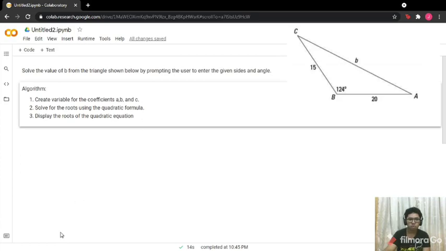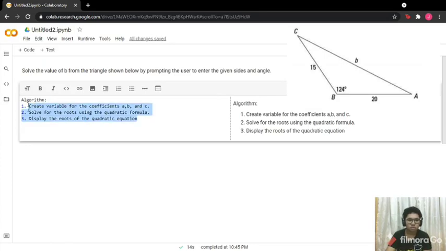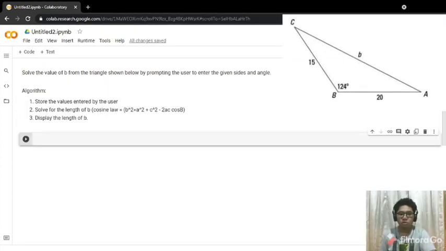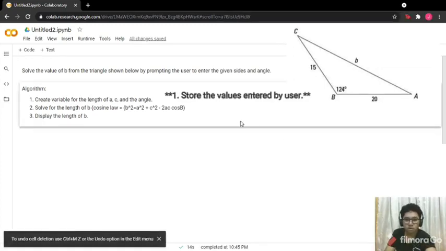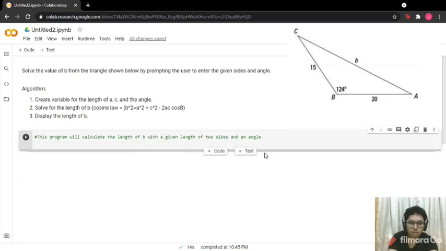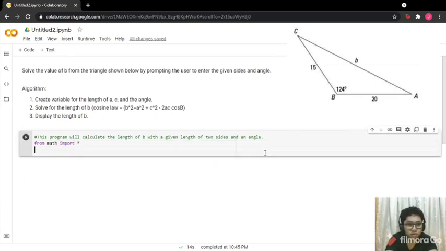So I will create first an algorithm: first, store the values entered by the user, which is the length of the 2 sides and an angle. Then solve the length for b using the cosine law, and third is to display the length of b. First, I will import math modules. From math, import asterisk. Then I will create the length variable.